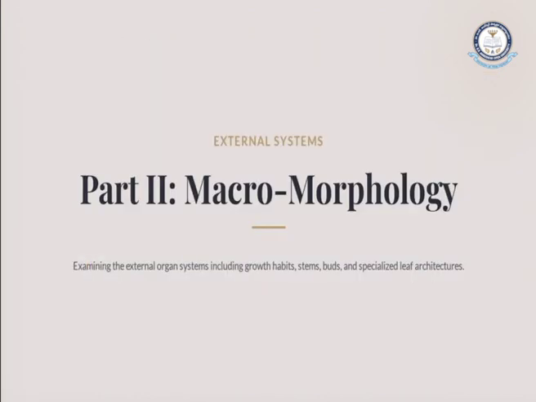Let us study part 2, that is macromorphology. Studying macromorphology helps us to examine the external organ system, including the growth, the habitat, the stem, buds, and specialized leaf architecture. That means macromorphology explains the leaf, bud, stem, and the rest of the external organ system.